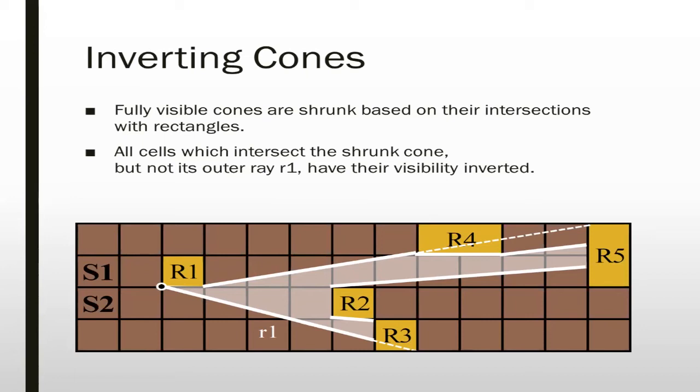Note, based on the dotted lines, that this is much smaller than the area of the cone before it was shrunk. We must then invert all cells which intersect the shrunk cone, but not its outer ray R1. Here you can see highlighted which cells will be inverted. These are all cells that touch any ray or the inside of the cone, but do not touch R1. Even cells whose corners are just barely touched by R1 should not be inverted here, such as the cell adjacent to R2.